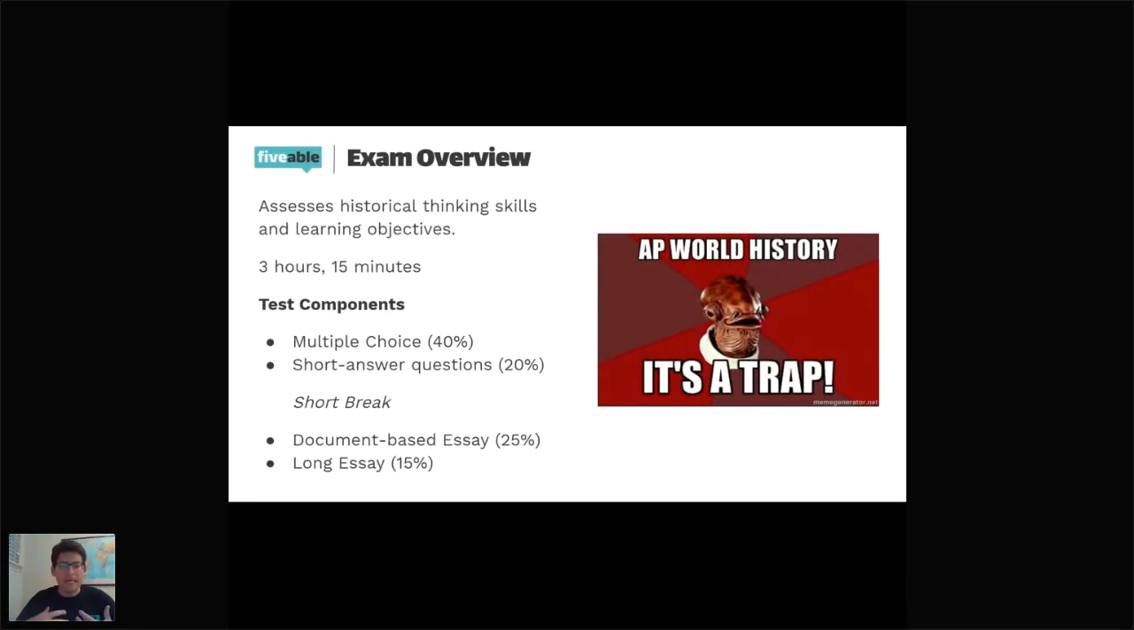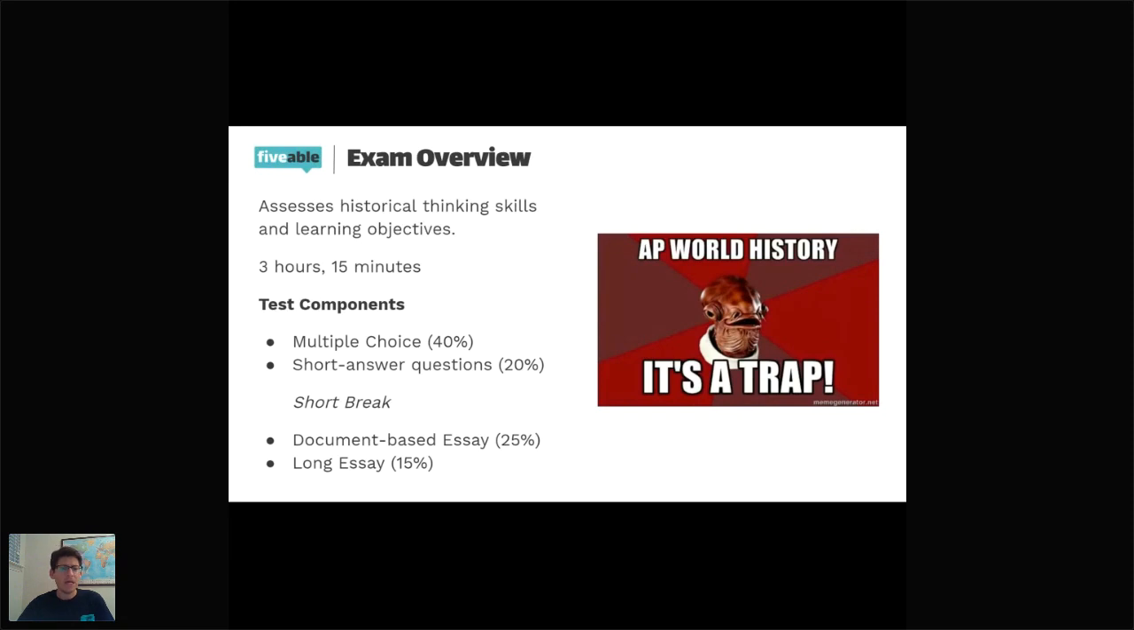However, the skills that you learn, the overall trends that you learn, those are the learning objectives and the skills of thinking critically, identifying change and continuity over time, or comparing different eras, or understanding causation. Those are the historical thinking skills that are going to be assessed in this class. And that's what the test is aimed at, really working with those skills and assessing them.